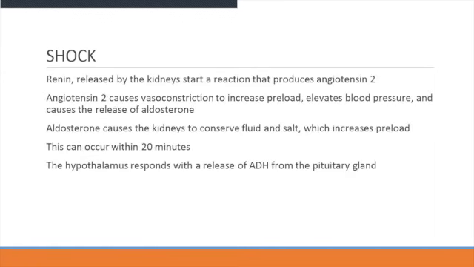The renin released by the kidneys starts to react and produces the angiotensin 2. The angiotensin 2 causes vasoconstriction to increase preload, elevates blood pressure, and causes the release of aldosterone. So the aldosterone causes the kidneys to conserve fluid and salt, which increases preload. This can occur within 20 minutes.